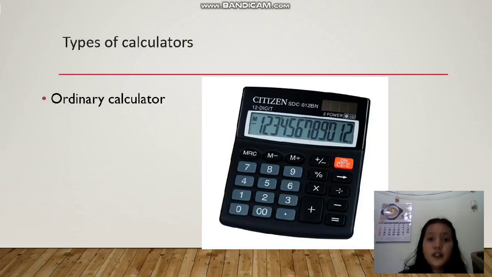Types of calculator. In general, calculators are divided into two types, namely ordinary calculator and scientific calculator. 1. Ordinary calculator. An ordinary calculator is a calculator that is generally used for addition, multiplication, division, percentage, and root. This calculator is usually used in stalls and shops, which incidentally do not require complicated calculation.